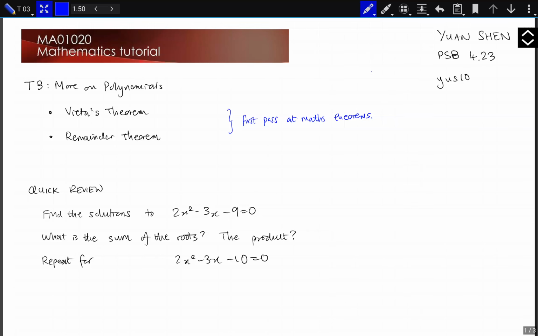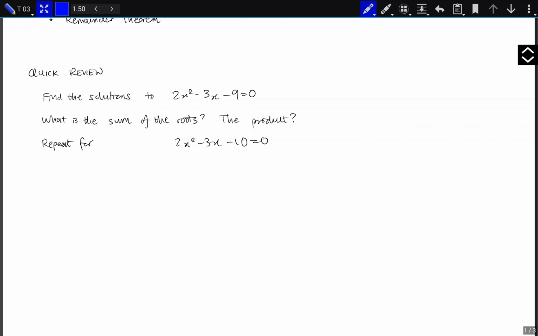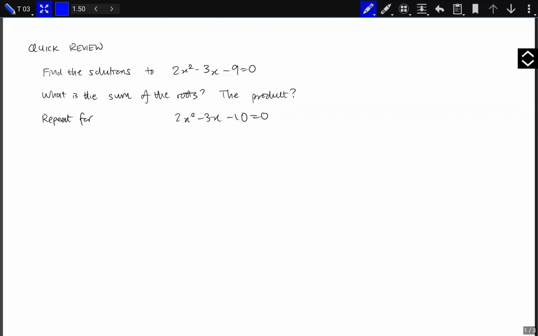So as a quick review, and as a way to introduce Vieta's theorem, let's try to find the solutions of this polynomial, 2x squared minus 3x minus 9. And as a further interest, let's look for the sum of the roots and the product of those roots. So let's try the first one. So we know we can multiply out. Let's divide by 2 on both sides. We complete the square.